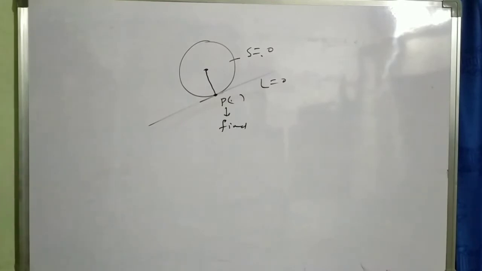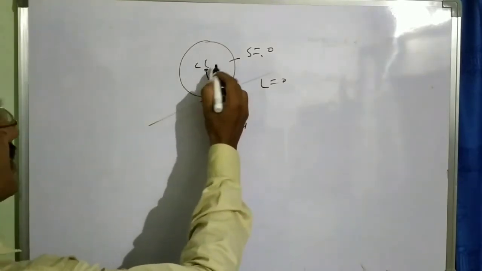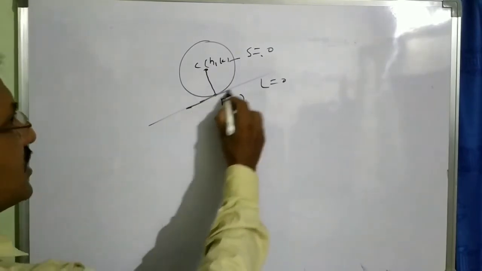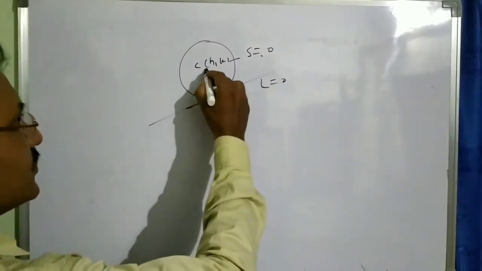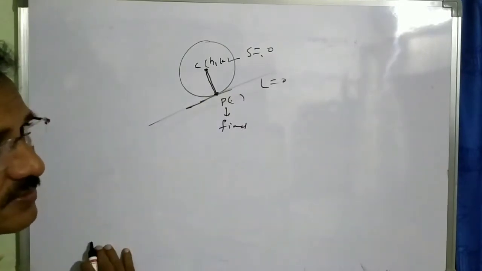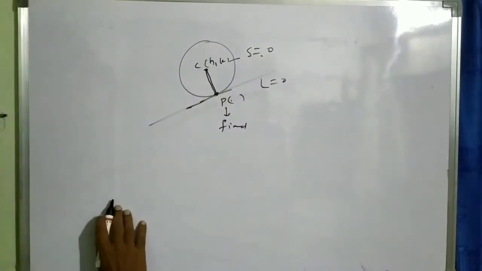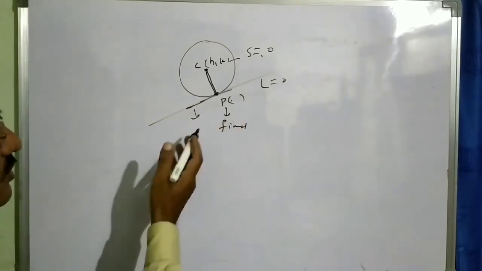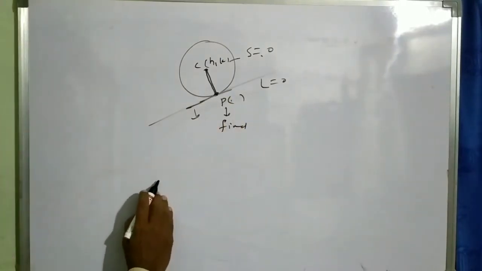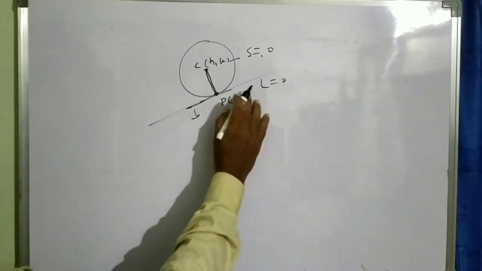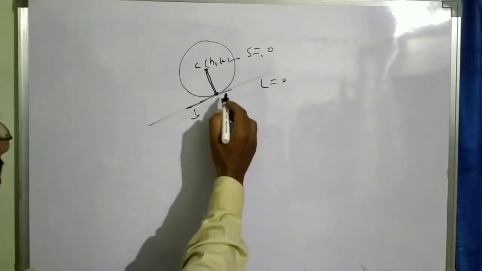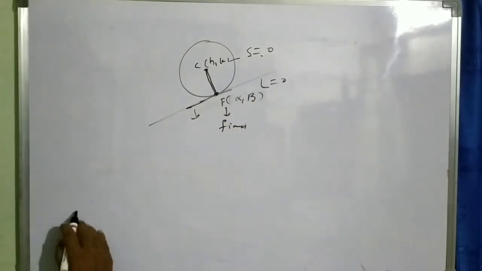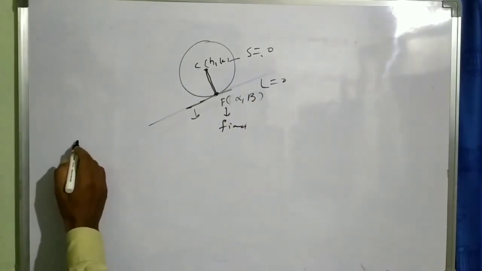Very easy. Suppose C (h, k) is the center of the circle. As the normal is perpendicular, its foot will be the point of contact. So directly we can use the foot of the perpendicular formula to find the point of contact. Let us say (alpha, beta) is the point of contact. So how can you write it?